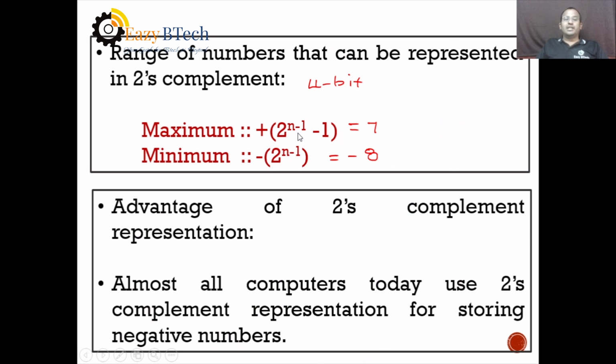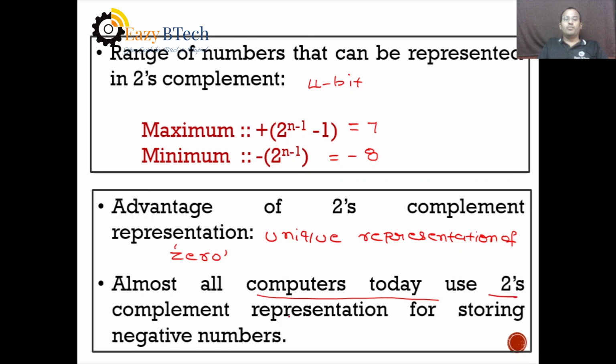So the advantage of 2's complement is the unique representation of 0. That is the advantage of 2's complement representation. That is why almost all digital systems use 2's complement representation for storing negative numbers. Is it clear for everyone?